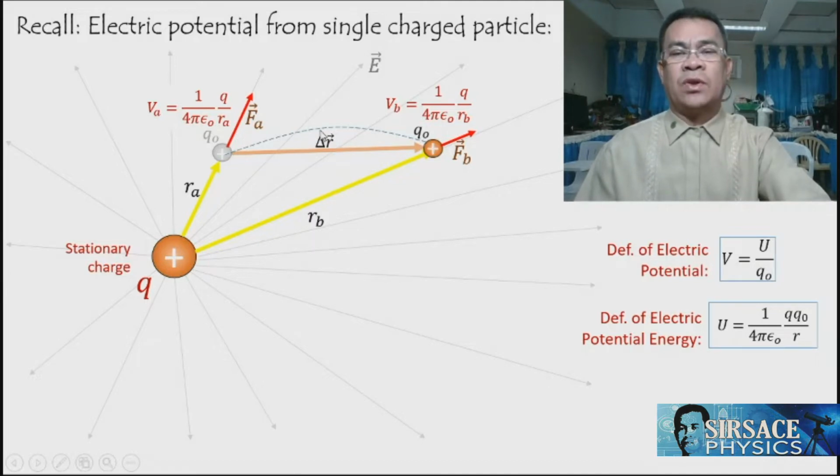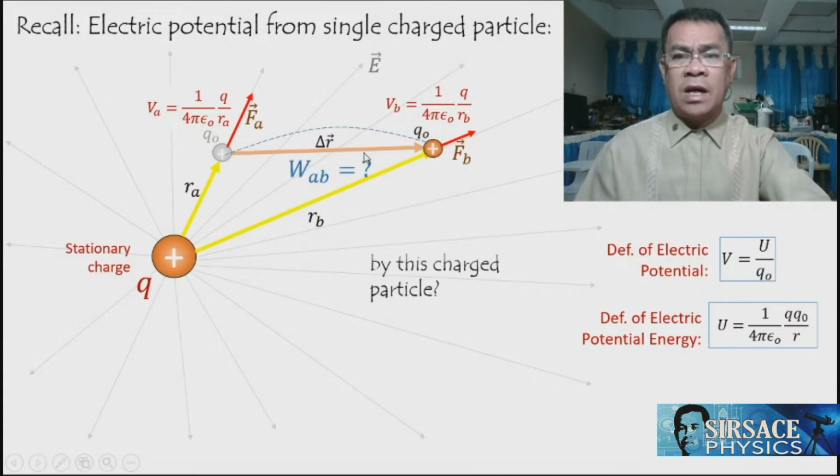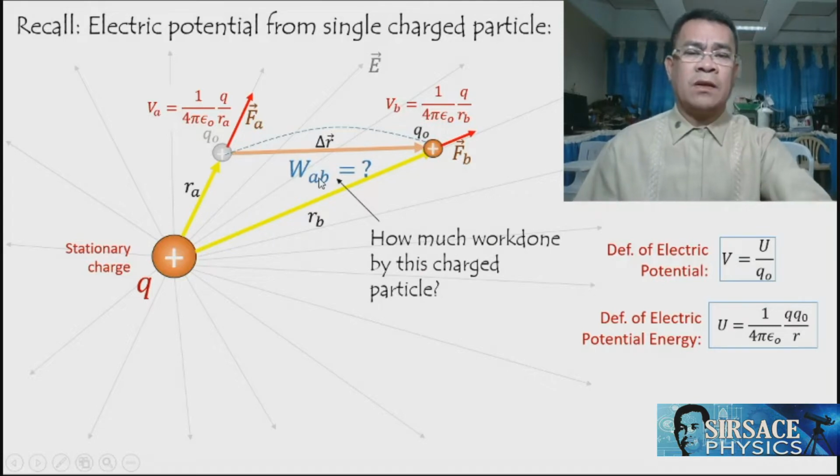Because work can be done if there is a force, and that force was able to move the body. So suppose you are asked, how much is the work done of the particle moving from point A to point B? So you are asked to solve what is the work done of this particle from A to B. What will be the answer?